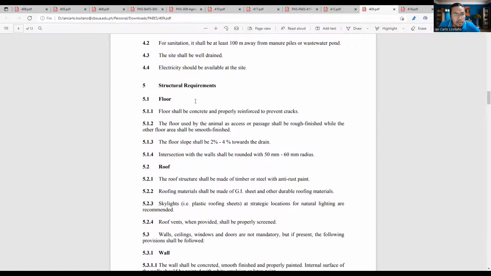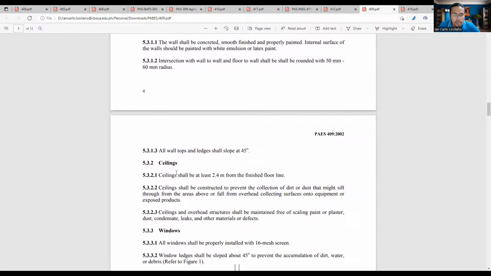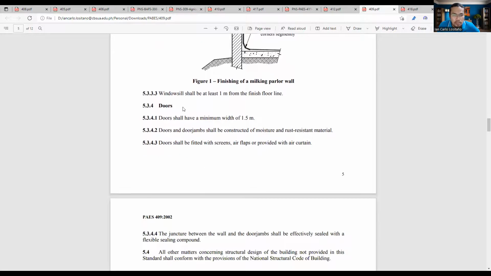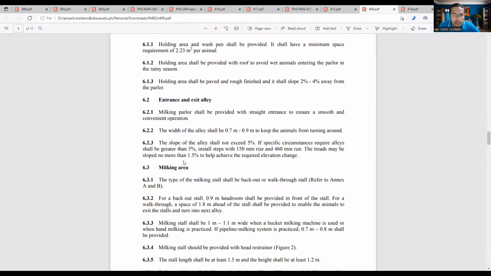The requirements are very much the same with the previous two requirements on processing, for slaughter and dressing plant. So the floor, roof, and the walls are very much the same. Ceilings are also the same. Windows and the walls are the same. Doors, right? But you have here a holding area, in a wash pen, and you have the requirement of 2.23 meters squared per animal. Holding area shall be provided with roof to avoid wet animals entering the parlor during the rainy season. And holding area shall be paved and rough finished, and it shall slope 2% to 4% away from the parlor.